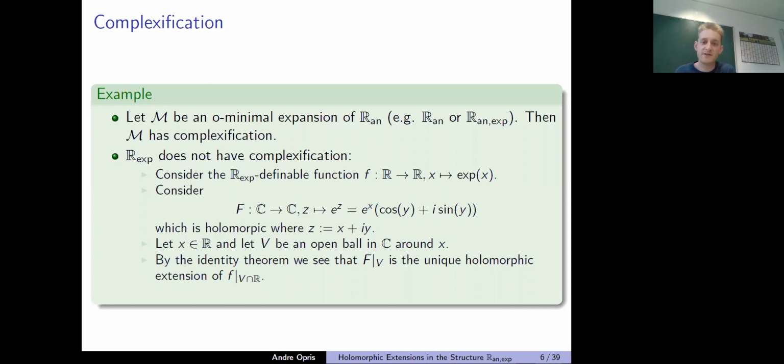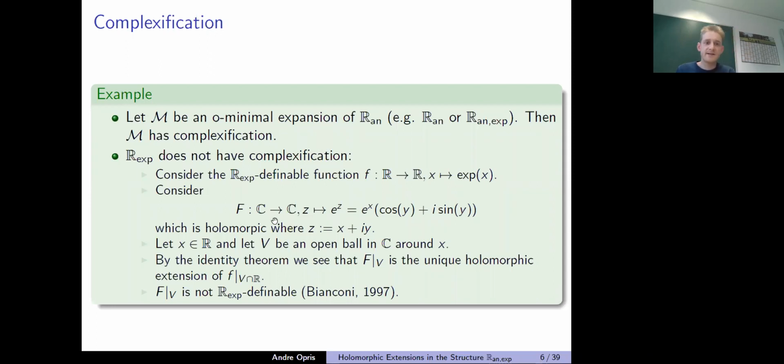And in order that this restriction here is definable, we need that the real part and the imaginary part of this function must also be definable. But then we also need that the cosine and the sine function restricted on a non-empty open interval are definable. But this is not the case, by a result of Bianconi from the year 1997. He showed that such a cosine and sine function restricted on a non-empty open interval is never R_x definable. So you see that R_x does not have complexification at all.